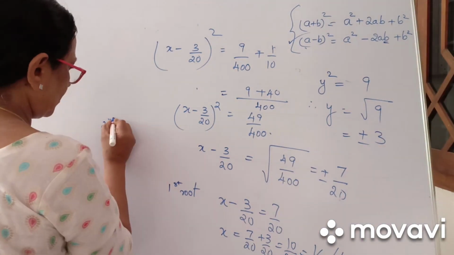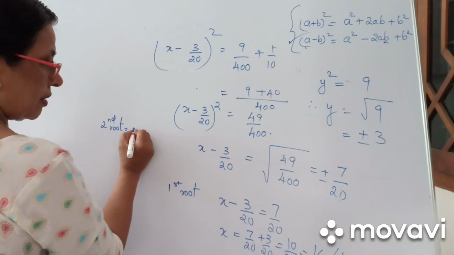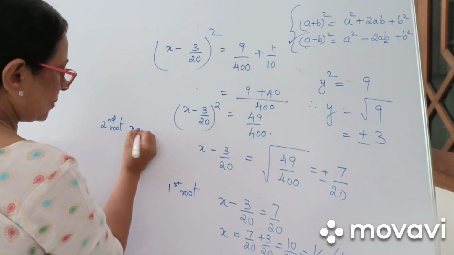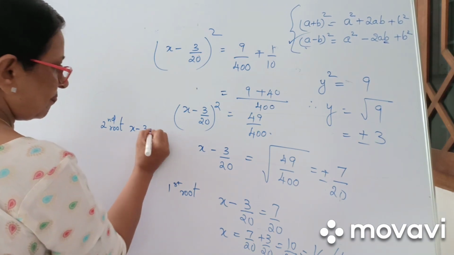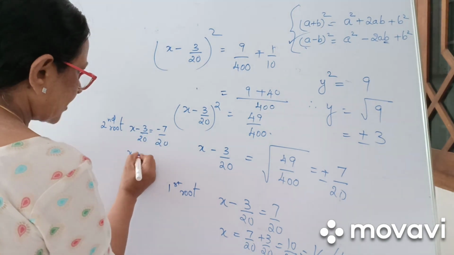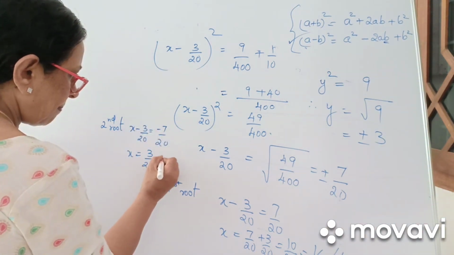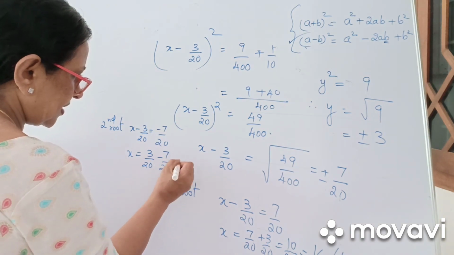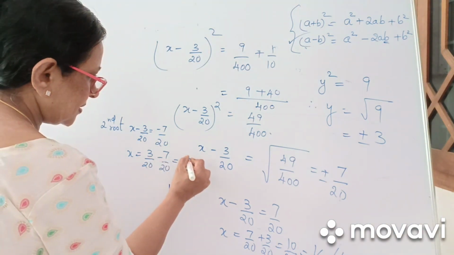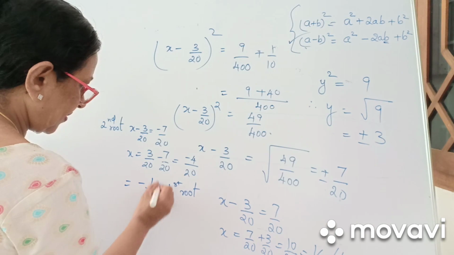So second root, x minus 3 by 20 equal to negative 7 by 20. So x is equal to ഇത് അപ്പുറത്തോട്ട് കൊണ്ടുപോകുമ്പോൾ പോസിറ്റീവ് ആയി. അപ്പം 3 by 20 minus 7 by 20 which is equal to 3 minus 7 by 20 ഇവിടെ തന്നെ. 3 minus 7 is negative 4. കട്ട് ചെയ്യുമ്പോൾ you get negative 1 by 4.